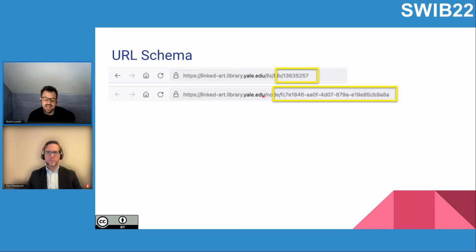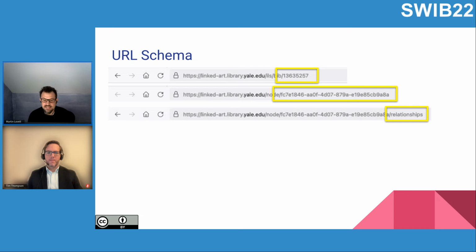And then our typical IDs are just /node and a UUID, and that's the way all our entities are served up. And then this is the way that we can get relationships going into this entity. And again, that comes in really handy when we're diagnosing problems with the mappings and seeing what's happening.